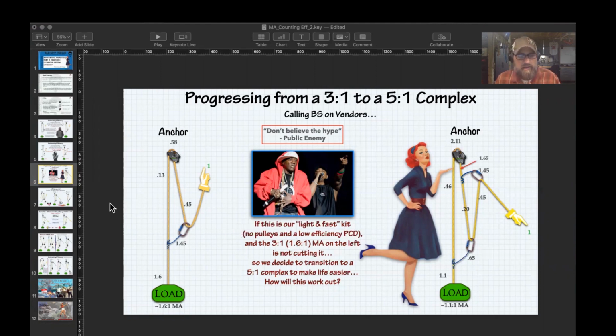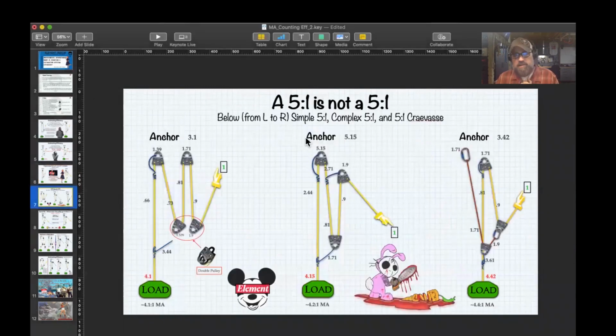So keep that in mind if you're typically finding yourself using something like an EXO or whatever bailout system and believe that you're going to create it using no other pulleys or roll clips or anything like that. So interesting thing. Here's a 5-to-1. So we're going to look at the 5-to-1s.